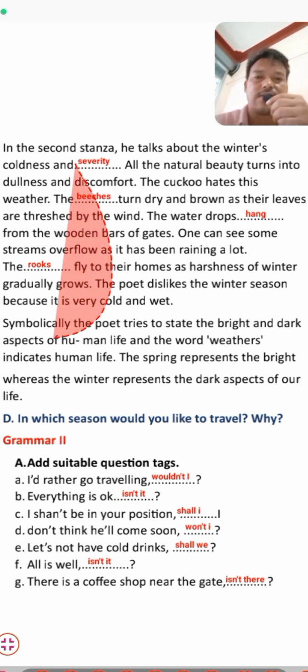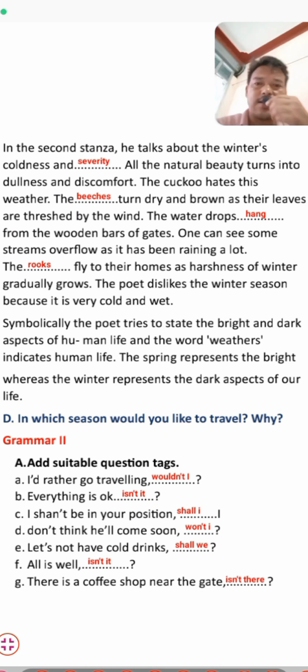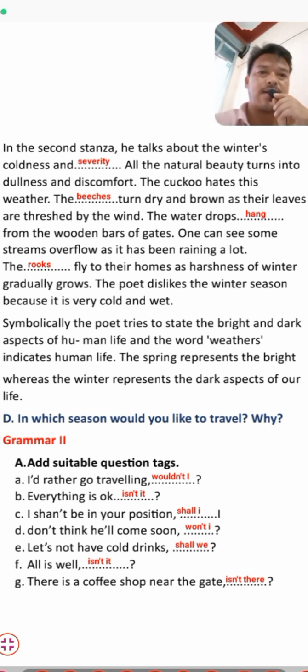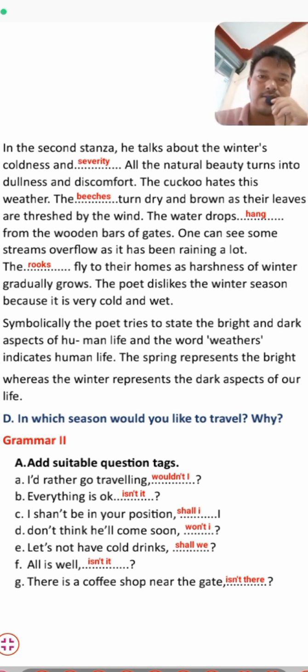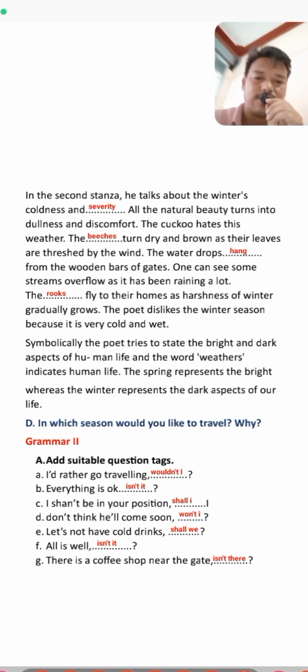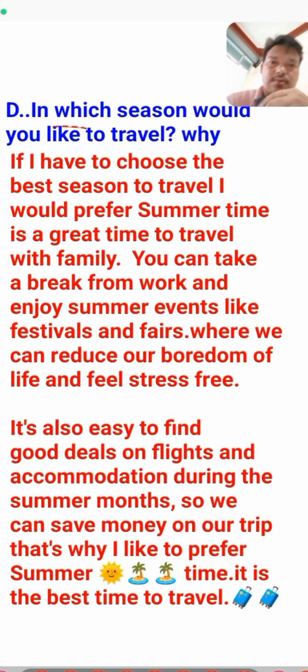all about your exercise B, and now we have exercise D. In which season would you like to travel and why? Students, in this exercise you have to talk about the season that you like most, when you would travel, and why. So here I have written the reason and the season that we like most. Have a look at the answer. So here is the answer of D number.